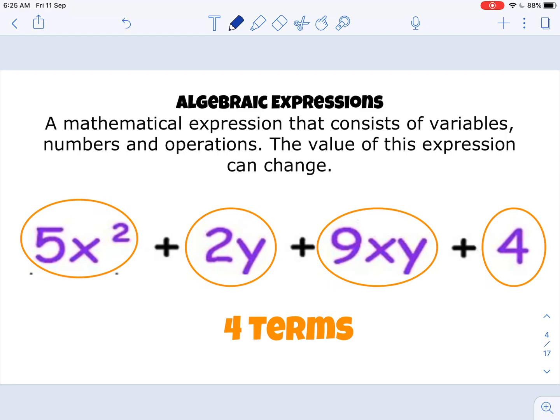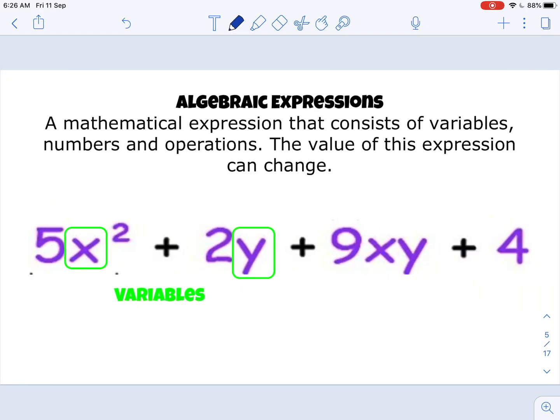Then it's what a term is. You've got those operators like addition or subtraction, and what they do is they define what the terms are in the algebraic expression. So this one, we have those 3 plus signs, which divide this algebraic expression up into 4 terms. So that's the second word, terms.